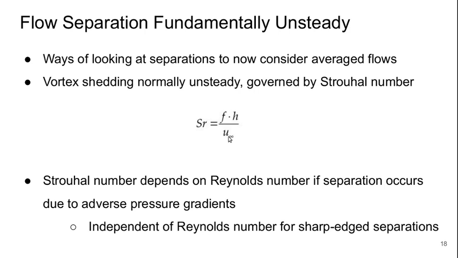If we have separation occurring due to adverse pressure gradients, like because of a sharp curve, then the Strouhal number associated with that will depend on the Reynolds number. But if it's a separation caused by a sharp edge, the Strouhal number tends to be independent of Reynolds number.